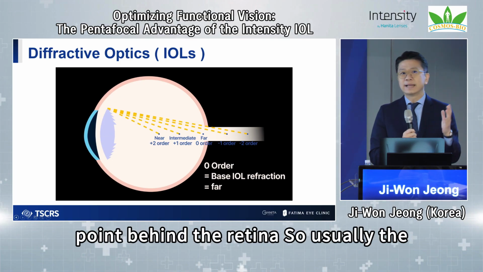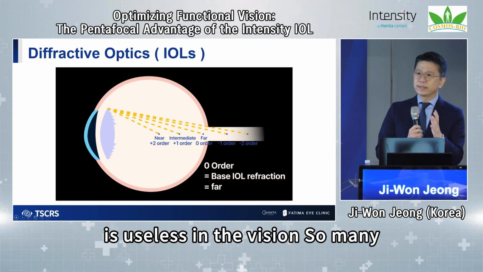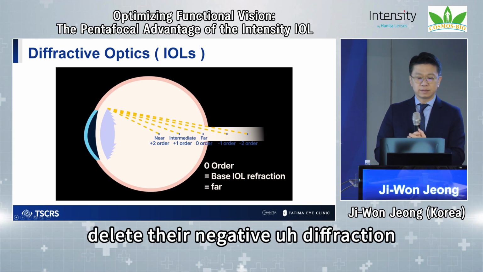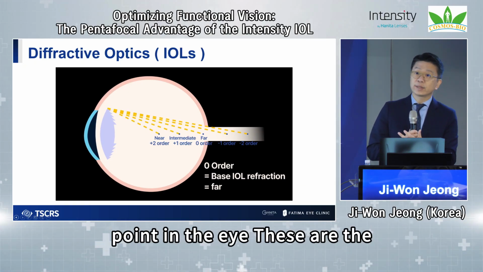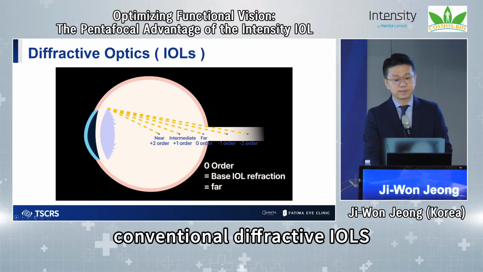So usually the negative order diffractive wave light is useless in vision. So many diffractive IOL developers suppress or delete their negative diffraction orders. So finally, we get 3 focal points in the eye. These are the conventional diffractive IOLs.